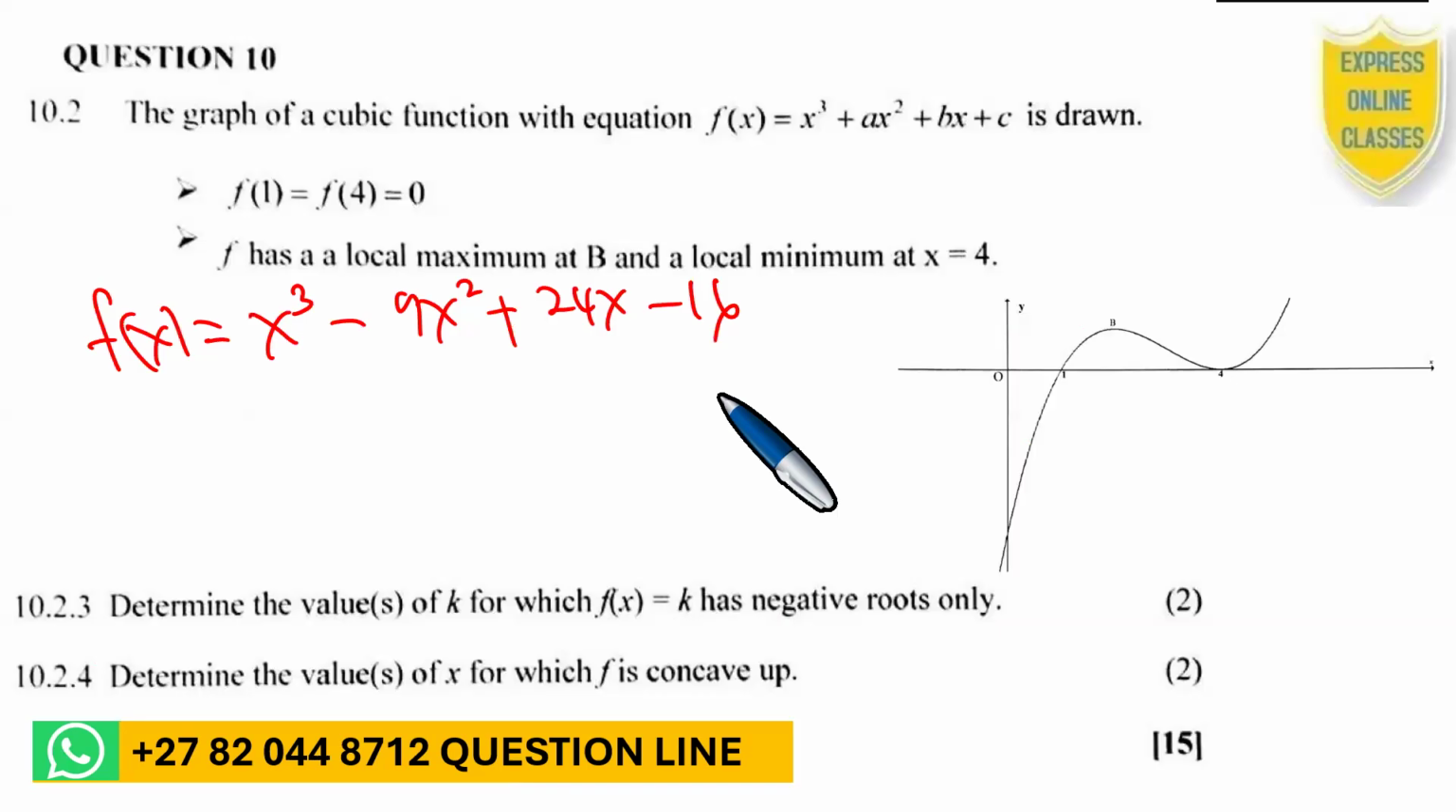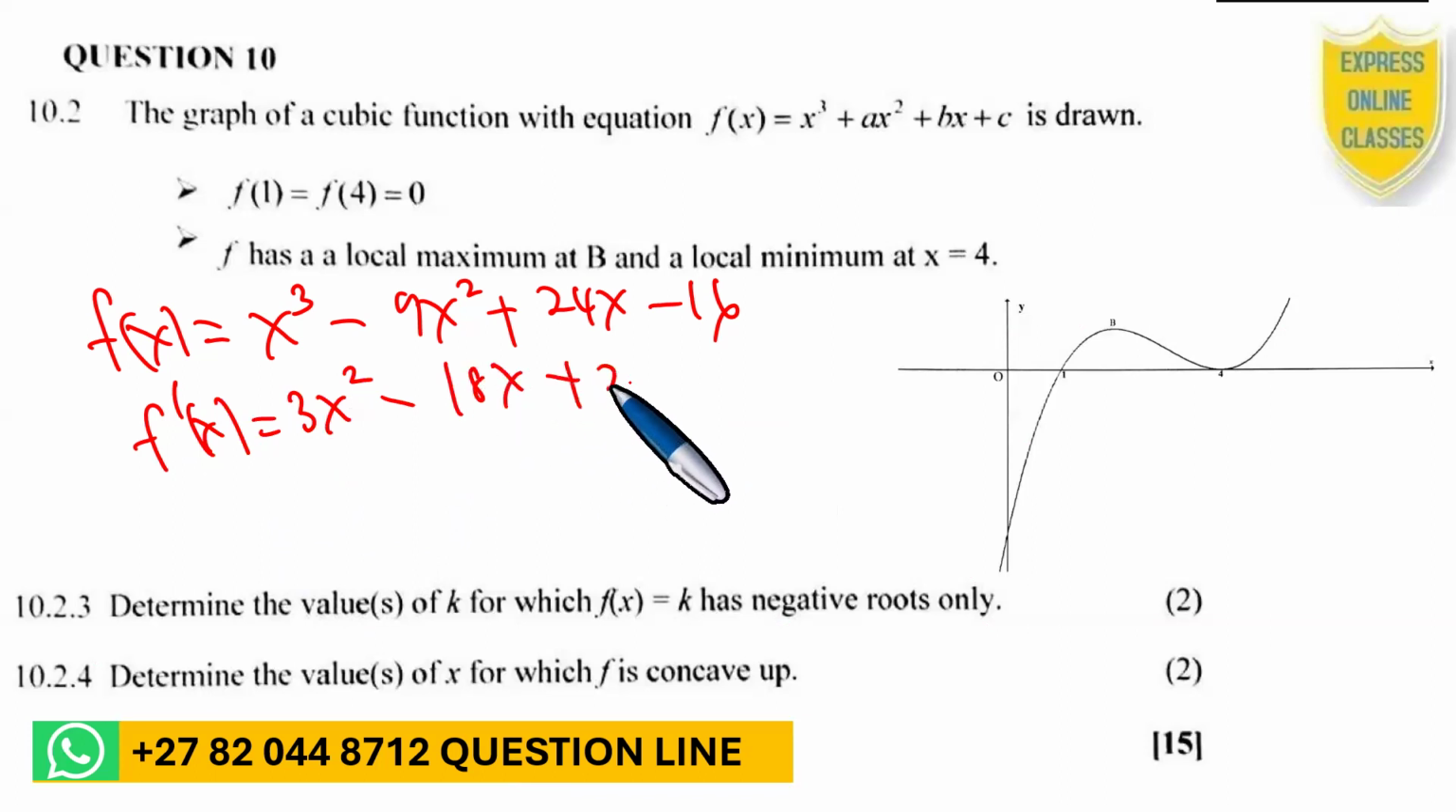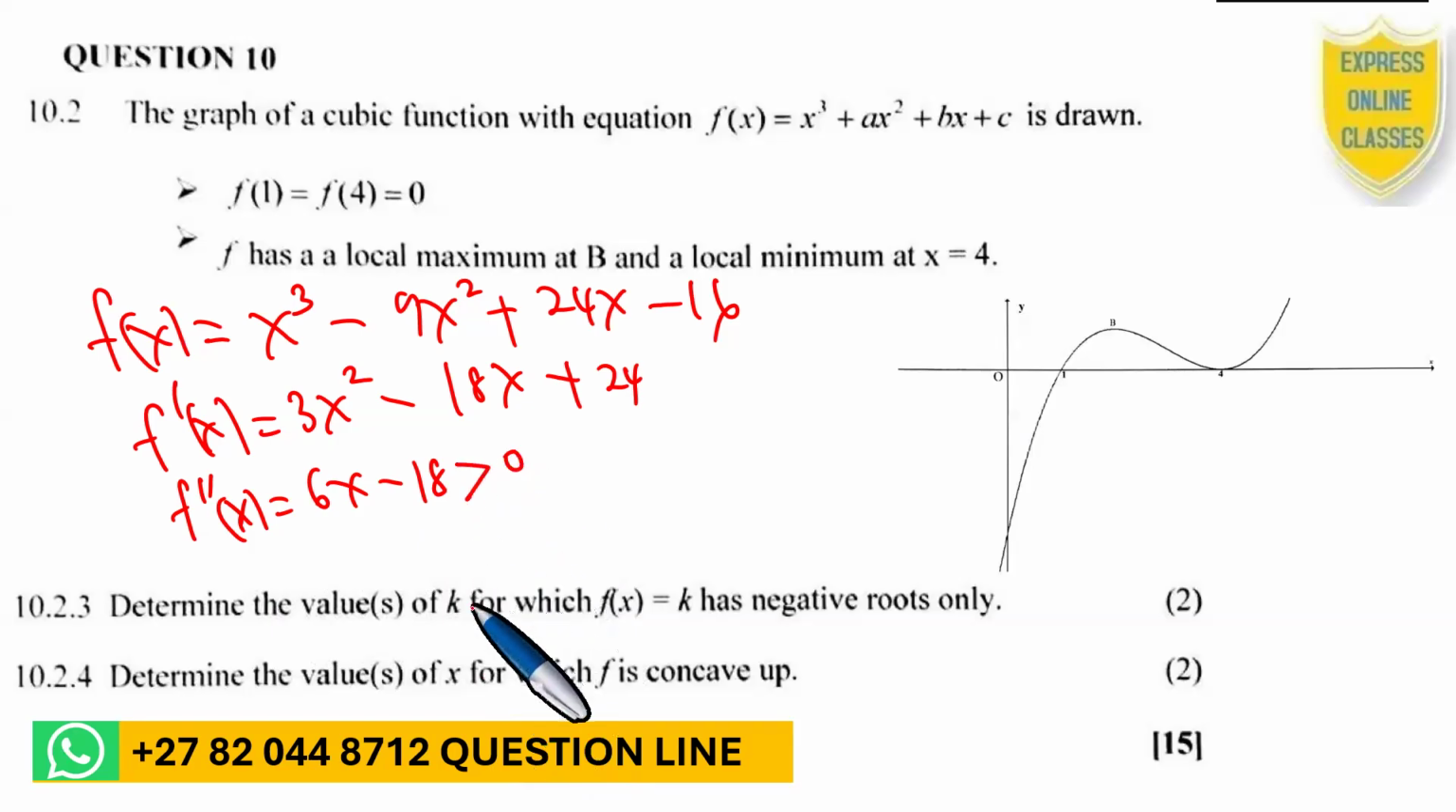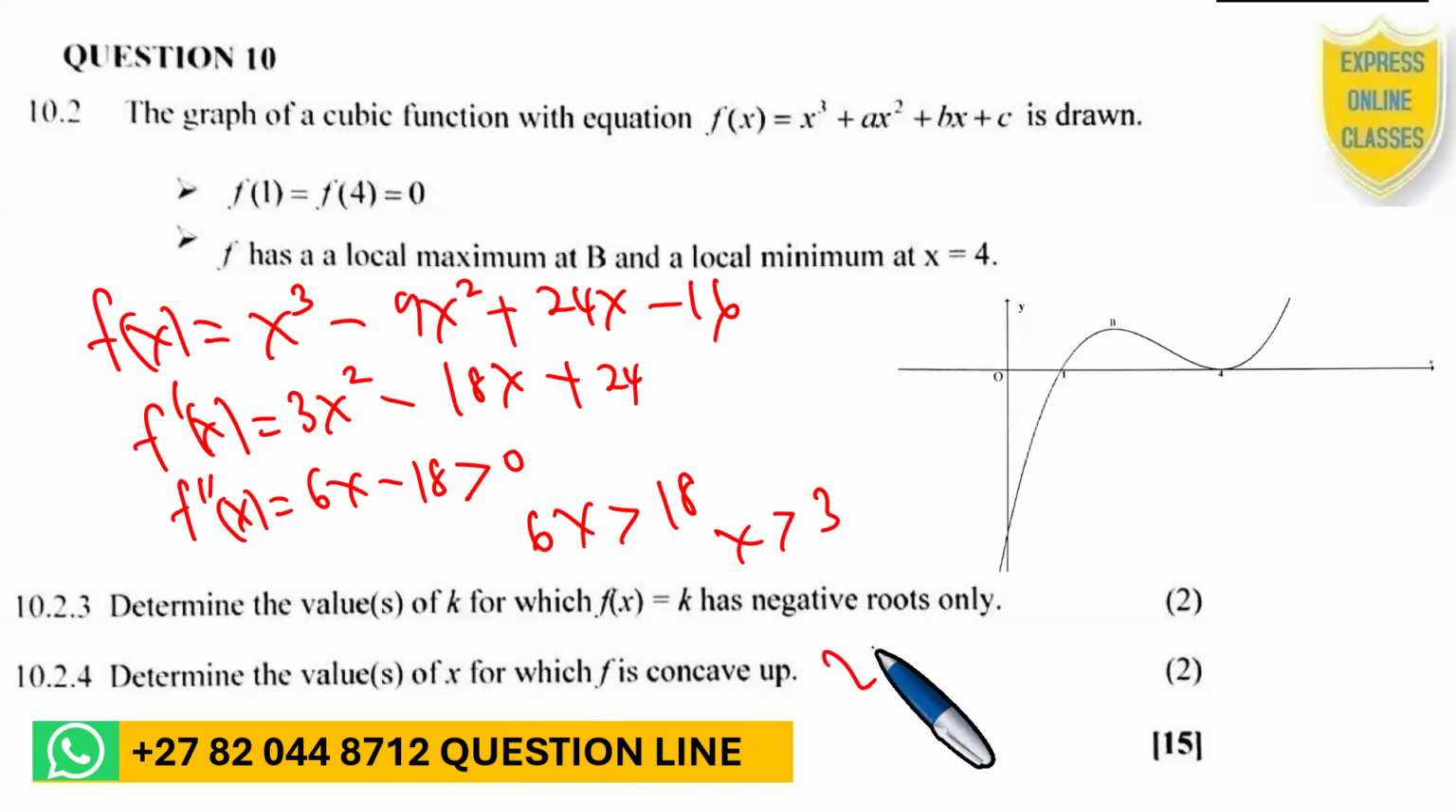You must find the first derivative and then the second one, which is exactly 3x squared minus 18x plus 24. Then we find the second derivative of this, which is 6x minus 18. And then you find x. If it is bigger than 0, it is concave up. So 6x is bigger than 18, then x is bigger than 3. Well done. And that is the answer. So it's concave up whenever x is bigger than 3.